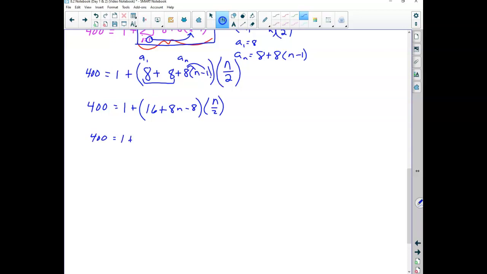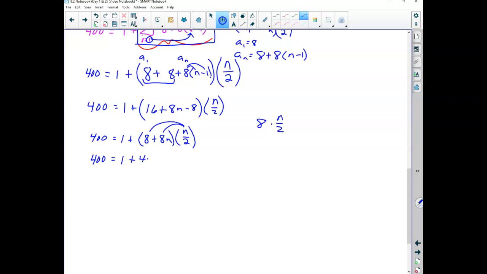Well, now I'm taking that away. That's going to give me what? That's going to give me 8 plus 8n times n over 2. Now I'm going to distribute that to get in there, I'm thinking. So that's going to give me 400 equals 1 plus, well, what's 8? What's 8 times n over 2?